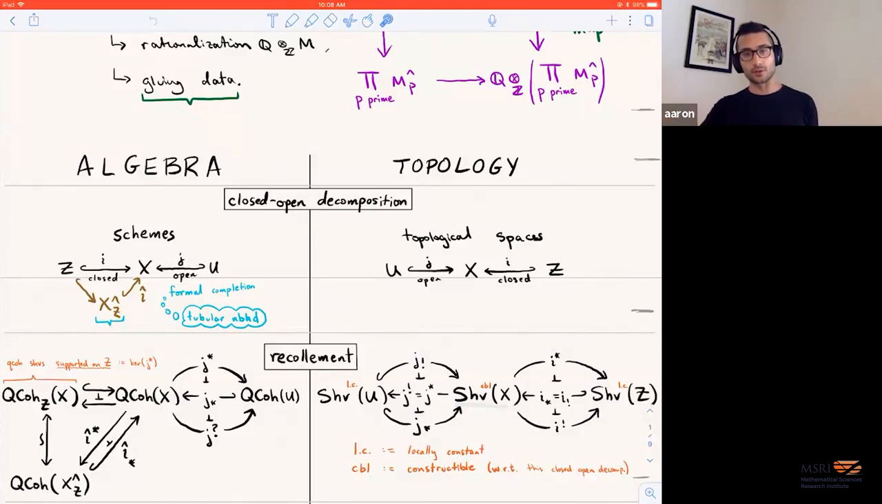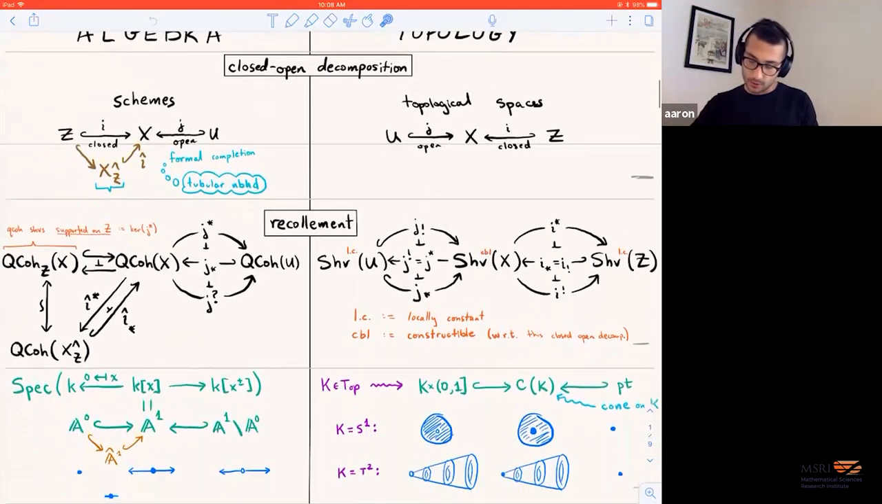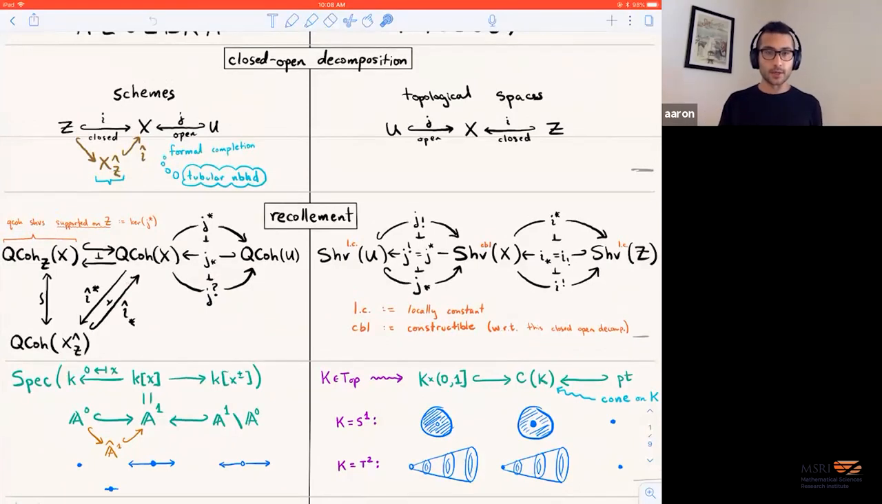Okay, so those are the general situations, and now here are some examples to keep in mind. On the scheme side, here's a nice example of a closed-open decomposition. We've got the affine line, I drew it right here, and it's got the origin right here, and the formal completion, which we'll also be thinking about, well, that's just called A1 hat. In general, it's called X hat sub Z. You can see I sort of drew it like a point with just fuzz around it. Meanwhile, the open complement is the punctured affine line. On the topology side, if I start with the topological space K, I can take the cone on it.